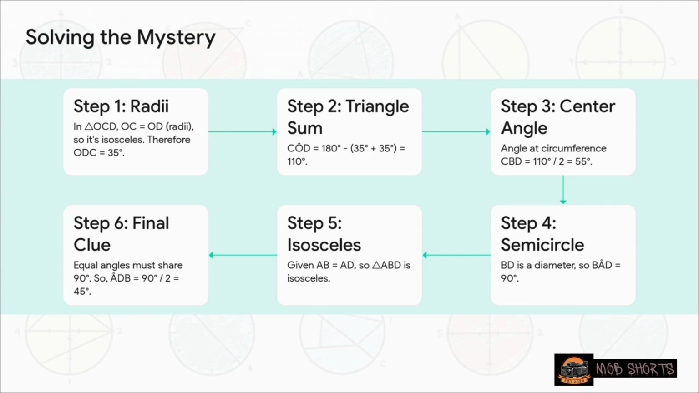Now for step 3, let's pull out a big tool, the angle at the center theorem. If the angle at the center is 110, then the angle at the circumference from the same arc, CBD, has got to be half of that. So that's 55 degrees. See how this works?